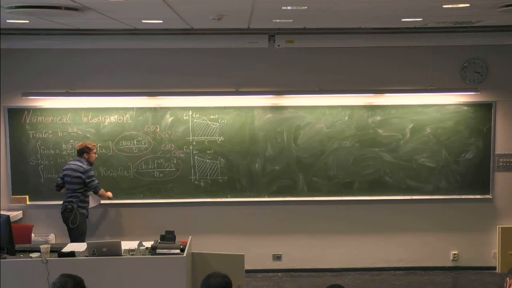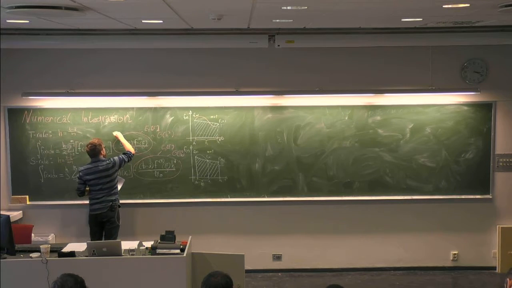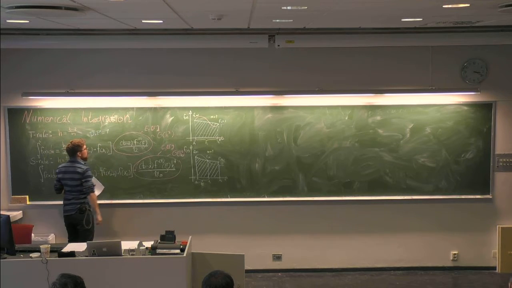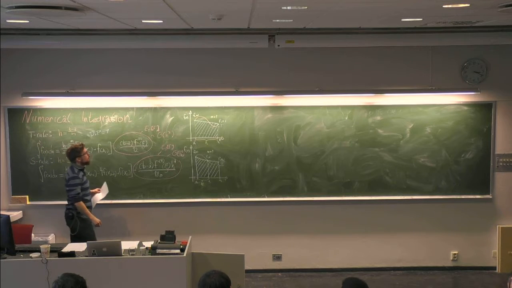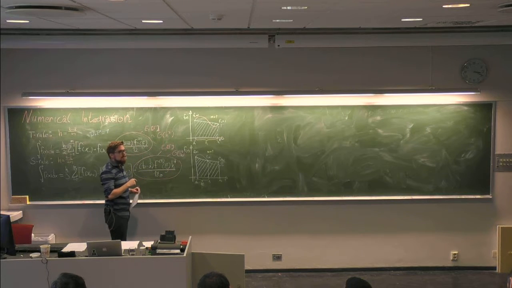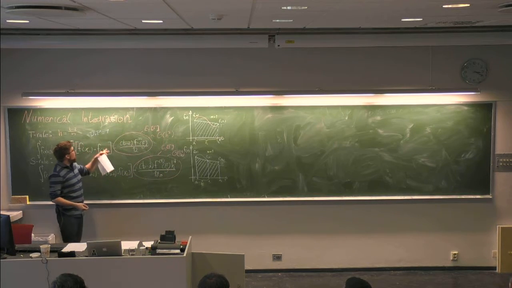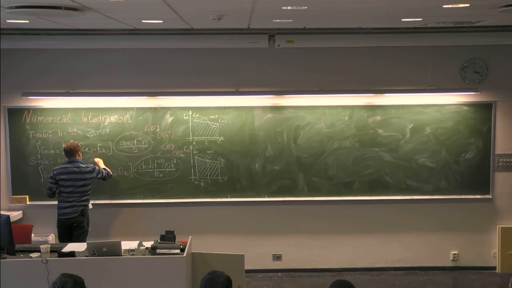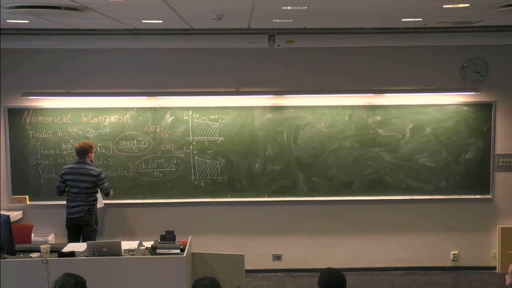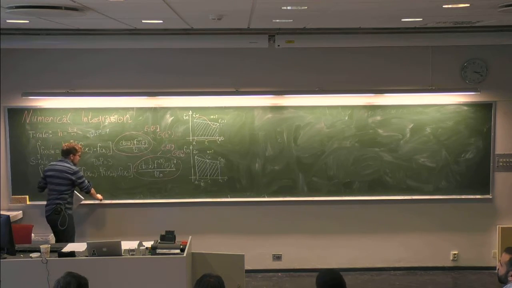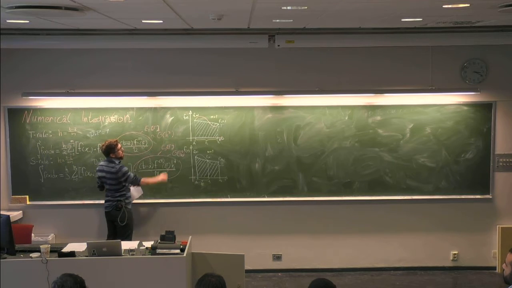We can also list the degree of precision. This one will have a degree of precision of 1. Kind of makes sense though, because when you have straight lines, you can only approximate straight lines, which are polynomials of degree 1. Whereas for this, you have a degree of precision equal to 3. So you can actually approximate third order polynomials.